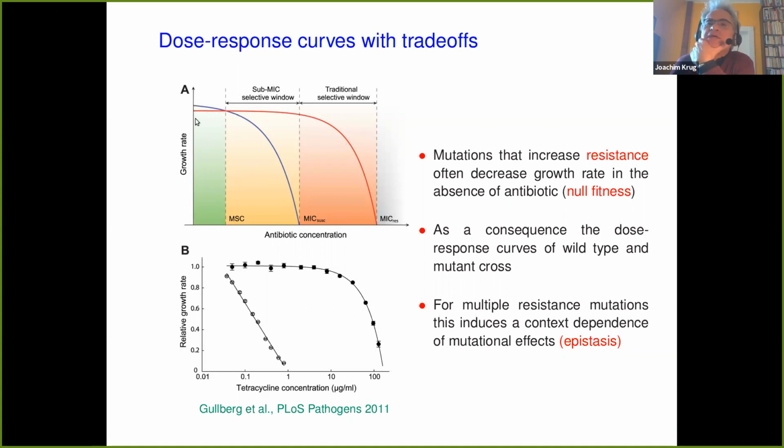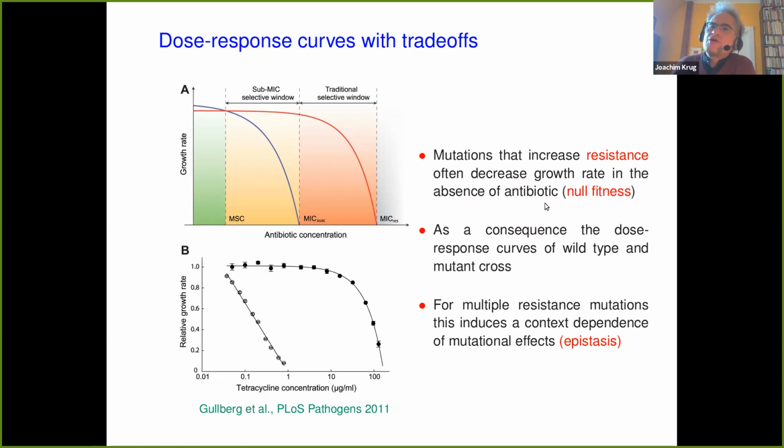What you see, and this is very common, is a cost of resistance. At zero concentration, the mutant grows more slowly, but of course it can survive to much higher antibiotic concentrations. So generically, and this is not true for all mutations, many mutations that increase resistance at the same time decrease growth rate in the absence of the antibiotic.